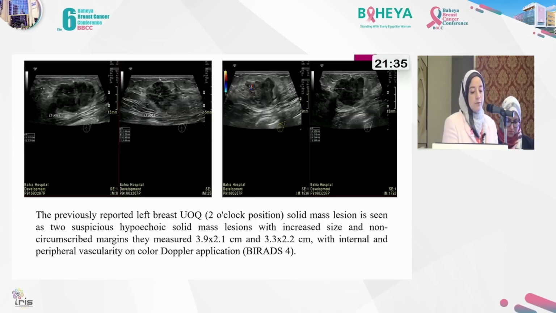The patient came for follow-up 6 months after, and the previously reported left breast upper outer quadrant solid mass is now seen as 2 suspicious hypoechoic solid mass lesions with increased size and non-circumscribed margins measuring 4 times 2 and 3 times 2 centimeters. There was internal peripheral vascularity on application of color Doppler, and the patient was given a BI-RADS 4 category and biopsy was recommended.